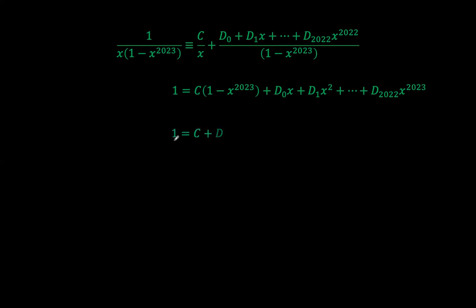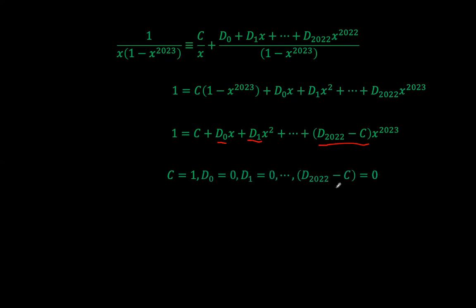Collecting like terms, we have 1 equals c plus d0x plus d1x squared, all the way up to d2022 minus c, since we've gotten this here. So this is d2022 minus c times x to the power 2023. As you can see, whatever is on the left-hand side, all these constants are 0, 0, 0, all the way up to here, and only c equals 1. So c equals 1. And then d2022 minus c equals 0. But that means that d2022 is equal to c. And since c is equal to 1, we can also say d2022 is equal to 1.